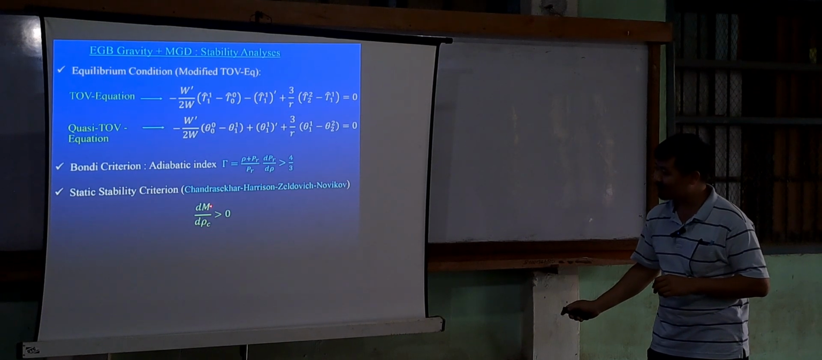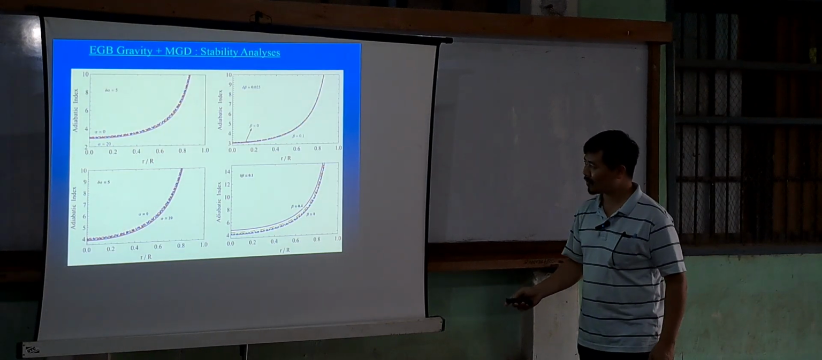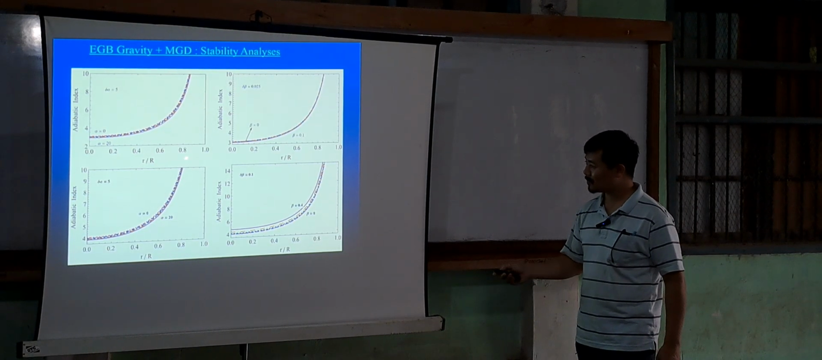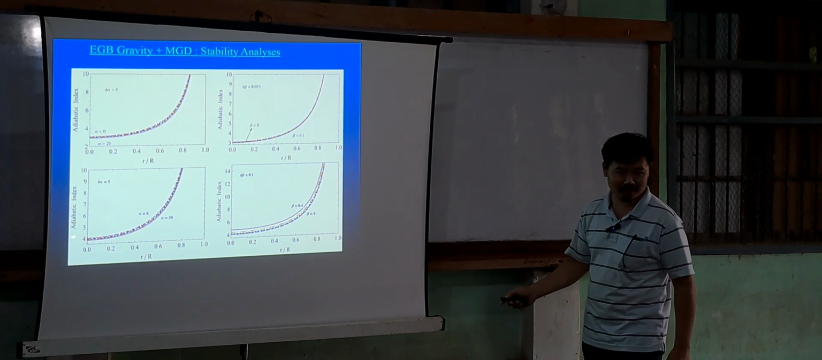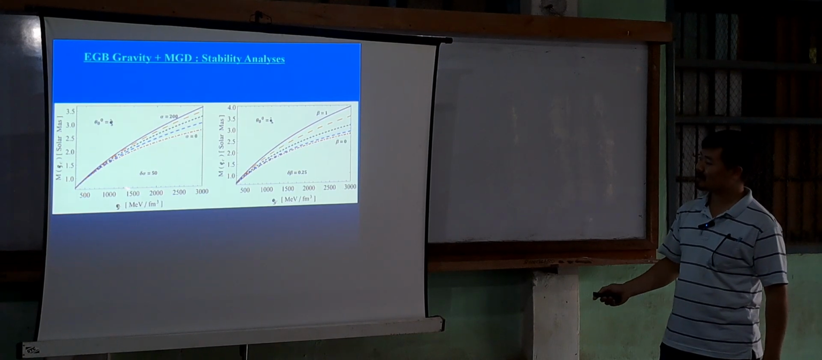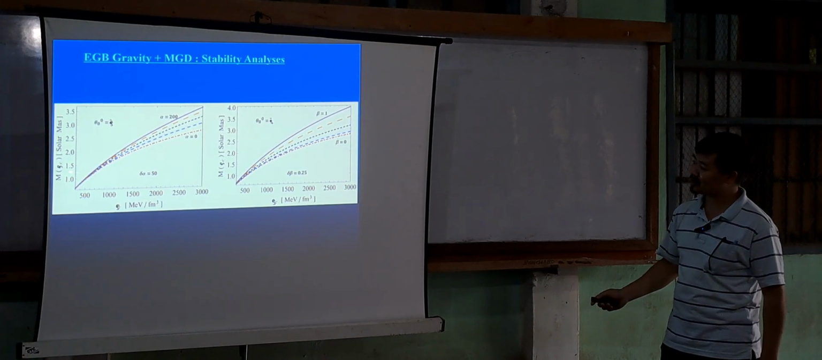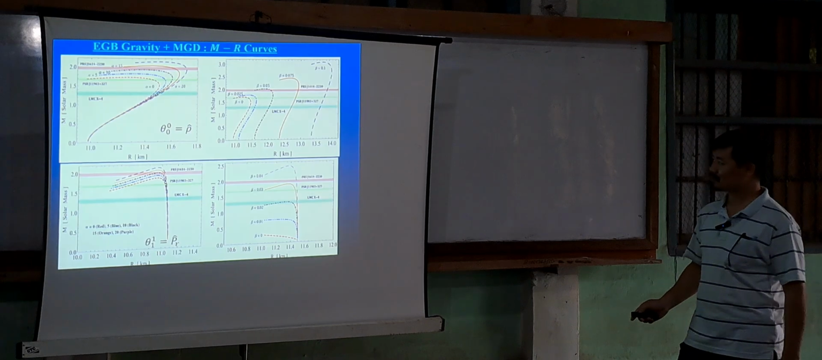So we'll be checking mass versus density. The central density should be increasing. So this is the adiabatic index graph. So it is above 2, above 3, above 4, and above 4 here as well. So definitely it's more than 4 by 3. This is the central density versus mass. So all are increasing functions. So the solution is stable.